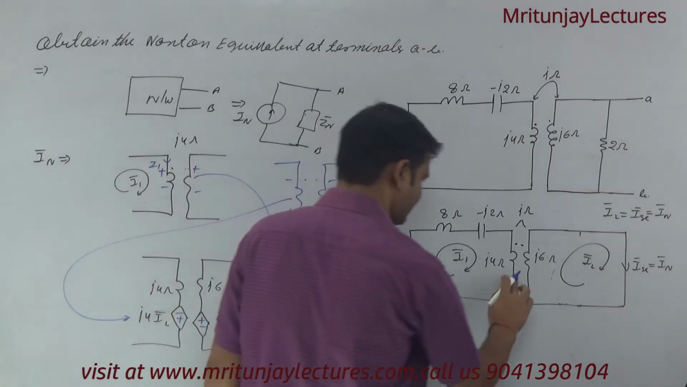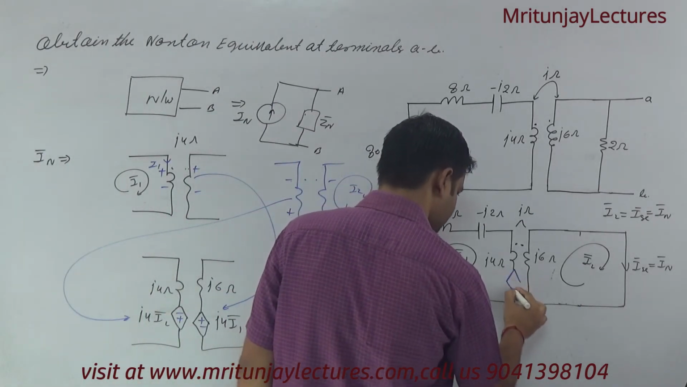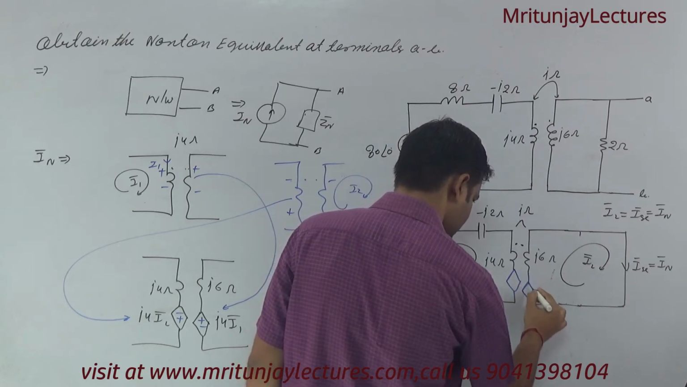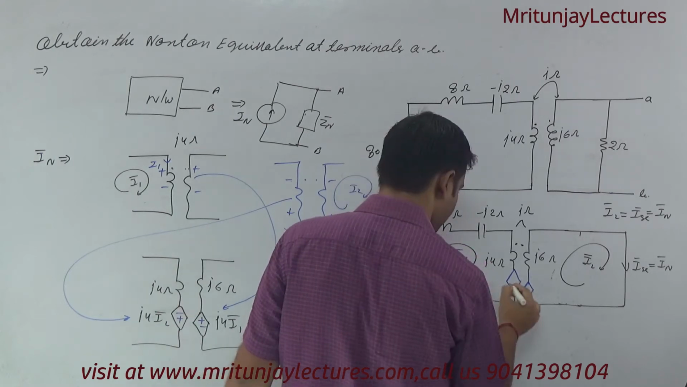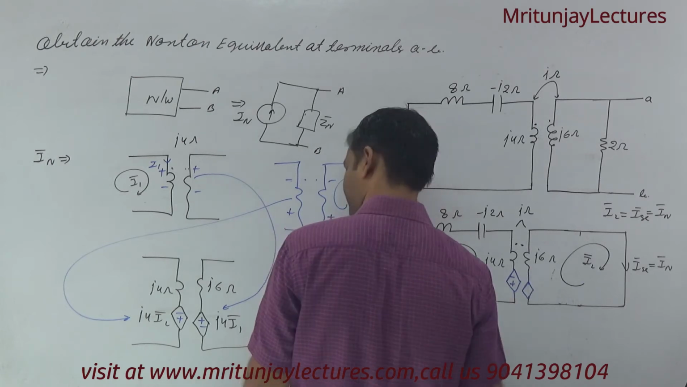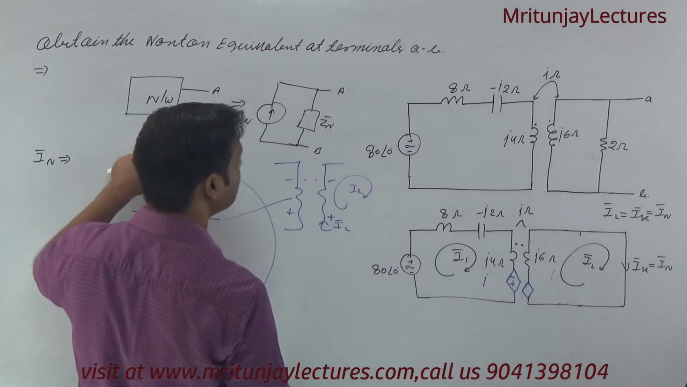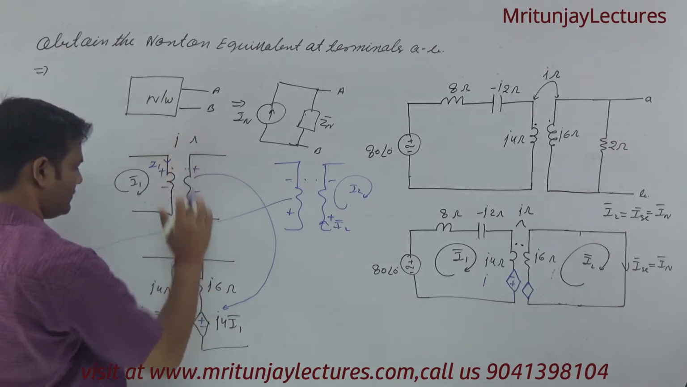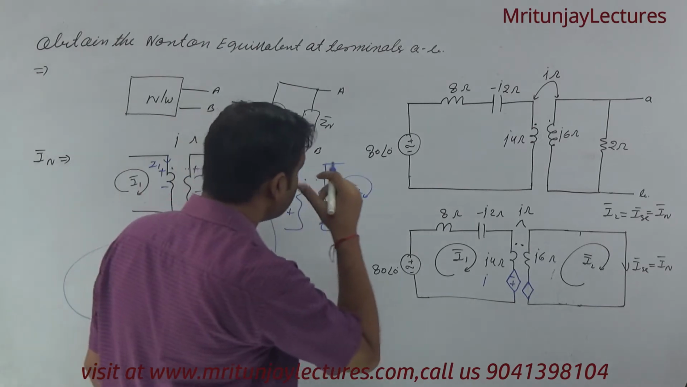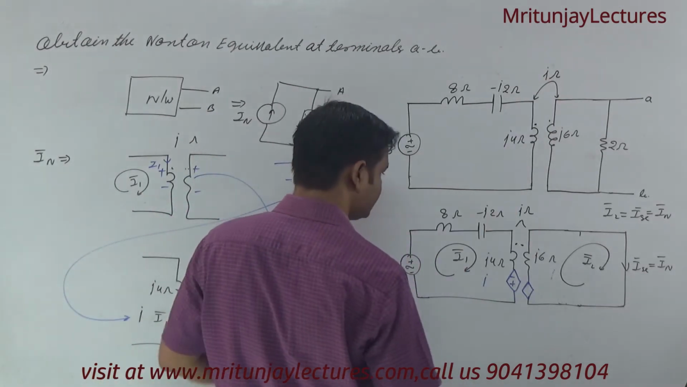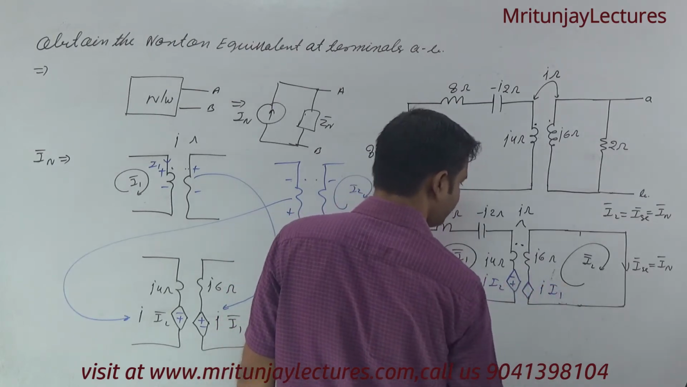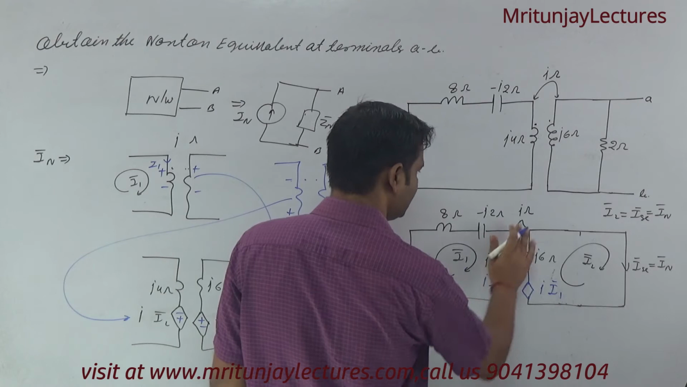So if you make the upper plate negative and lower plate positive, it is not J4, it is only J. Okay, only J, that's why J into I2 and here J into I1. Clear?